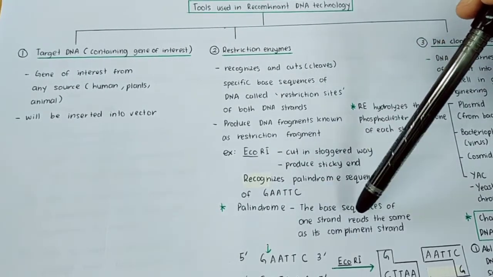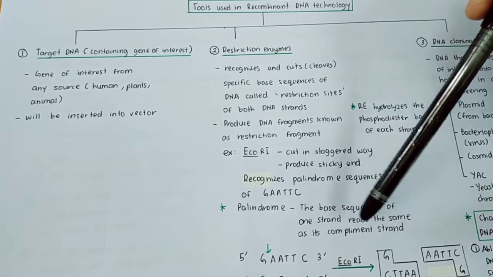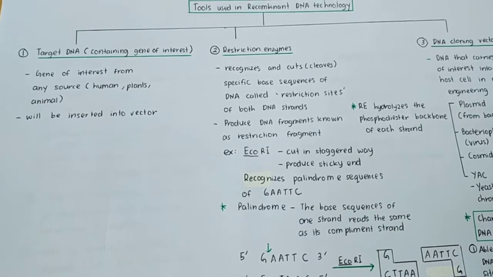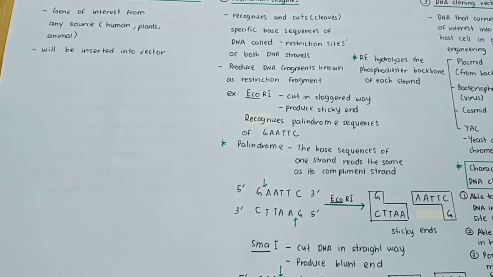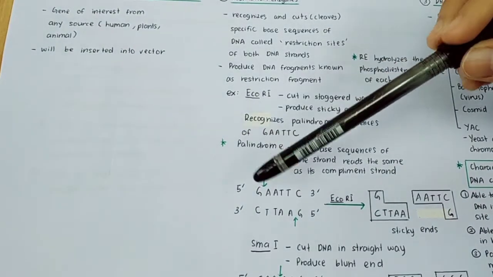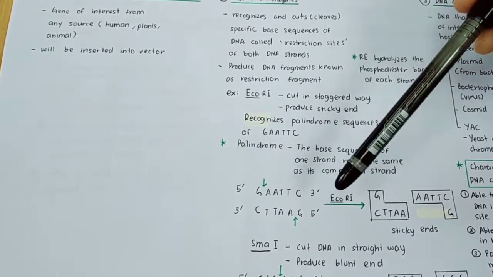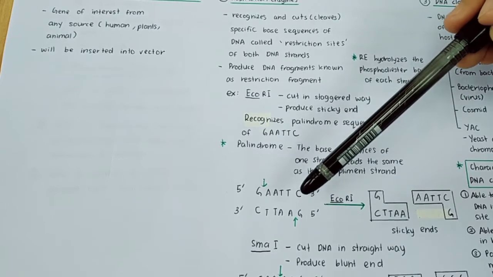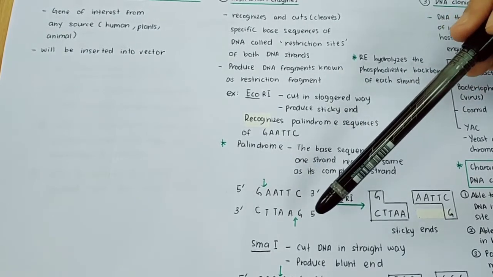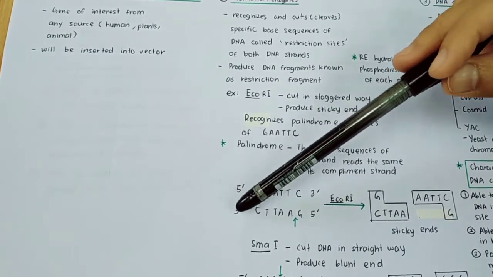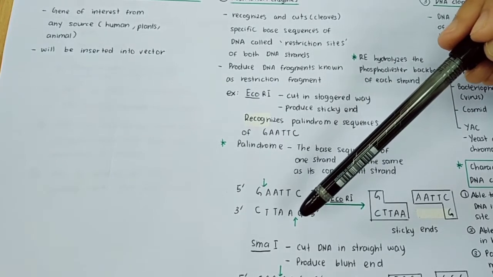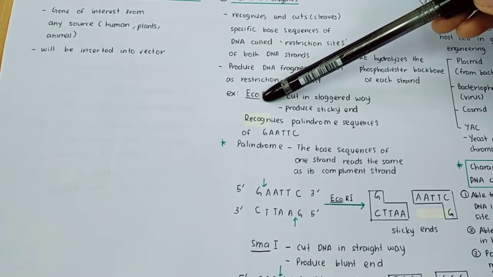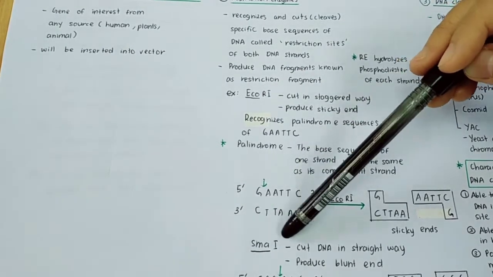Palindrome means the base sequence of one strand read the same as its complement strand. So, kalau kita tengok contoh, since EcoR1 recognize GAATTC, so palindrome sequence means kalau daripada 5' to 3', the sequence is GAATTC. So means that in another strand which run from 5' to 3' also will read the same, which is GAATTC. So means that for EcoR1, dia mesti kena recognize this palindromic sequence.